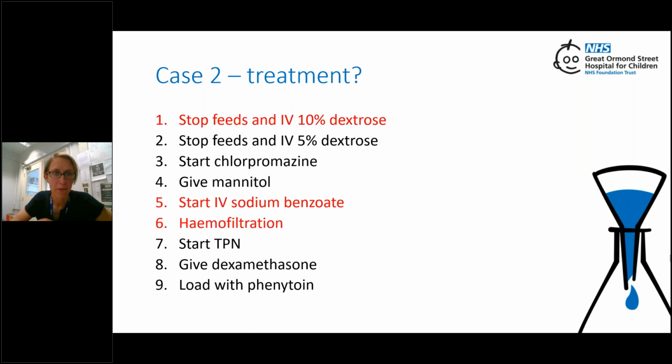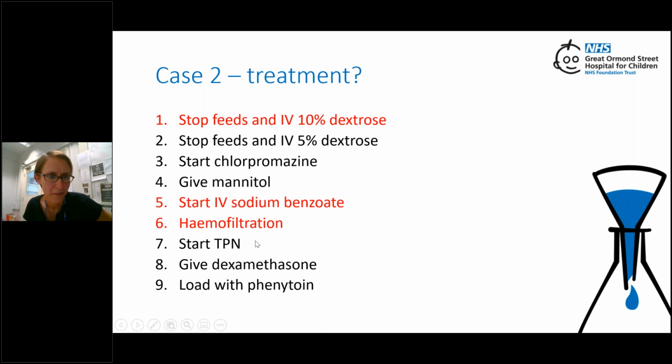So in this case, I would definitely stop the feeds and give 10% dextrose. Start on IV sodium benzoate in order to control the ammonia, and think about hemofiltration very early on, because the hemofiltration won't just treat the ammonia, but also any additional acid that's present. The baby hasn't had any seizures yet, so I think then you'd probably go for phenobarb anyway.